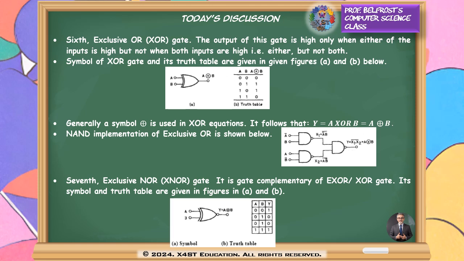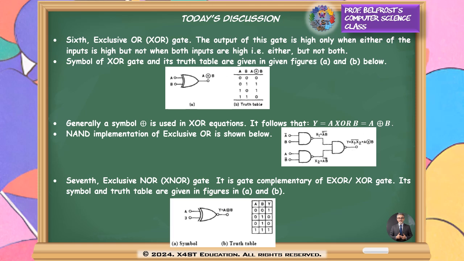Now we need to see how we can implement the XOR gate using NAND gates. This is how we can implement it using NAND gates. Can you find a way to implement this with NOR gates? If you can, I want you to practice that. Okay, so that's about the exclusive OR gate.